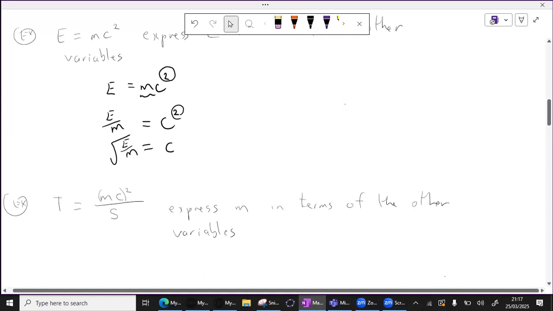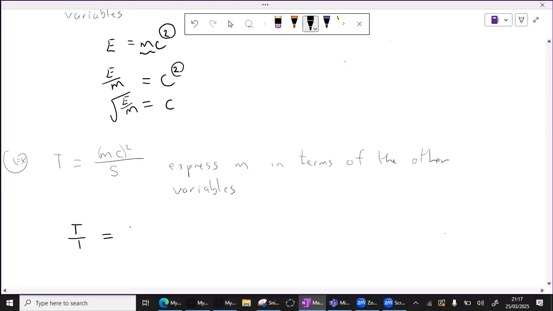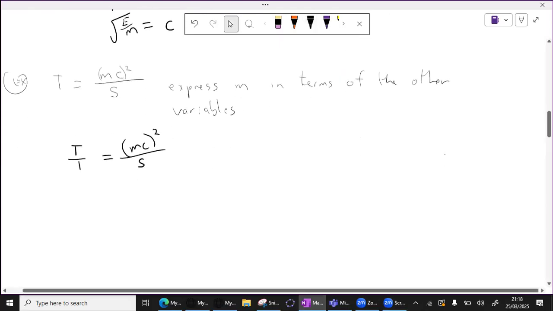In this next one, we have a fraction, and I want to express m in terms of the other variables. So if you ever have a fraction on one side and you don't on the other, it's a good idea to make everything a fraction. So we're going to pop t over 1, and we're going to then cross multiply. So cross multiplying is such a good technique for getting rid of fractions. So we multiply t times s and 1 times mc squared.